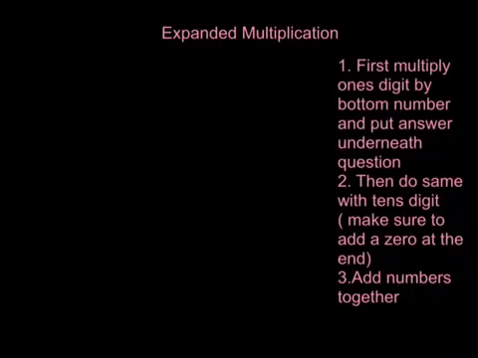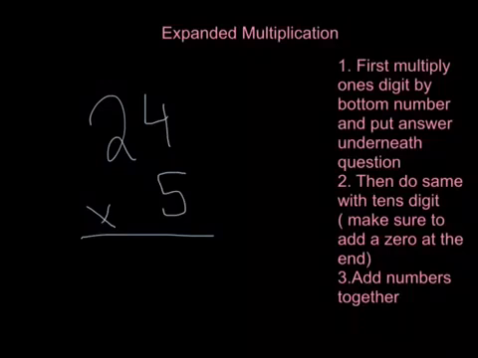Let's start out with a simple question of 24 times 5. For the beginning of this question, I'm only going to focus on the 4 and the 5. I'm going to multiply these two numbers and write the answer right underneath the question. We know the answer is 20, so I'm just going to simply write it right underneath.